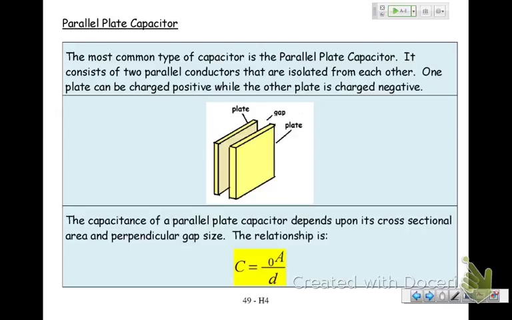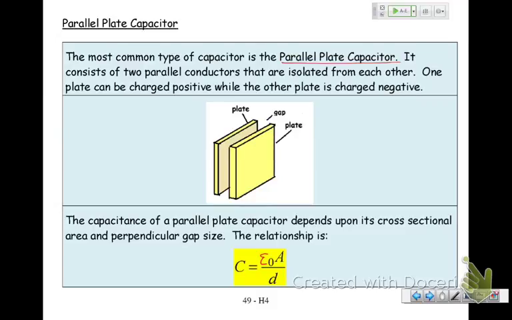So let's talk about a parallel plate capacitor. So in principle, think of it as being two parallel plates, a plate with a gap. The most common type of capacitor is the parallel plate capacitor. It consists of two parallel conductors that are isolated from each other. One plate can be charged positive while the other is charged negative. The capacitance of the parallel plate capacitor depends upon the cross-sectional area and the perpendicular gap size.